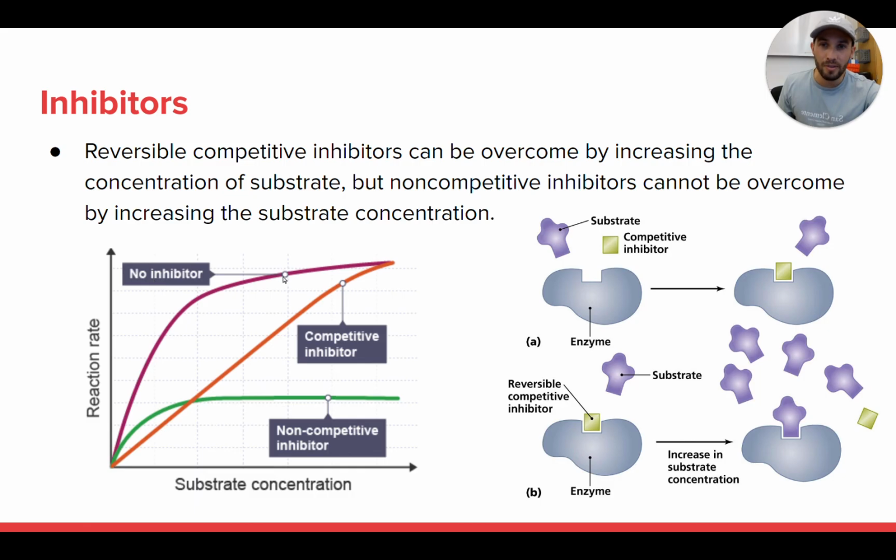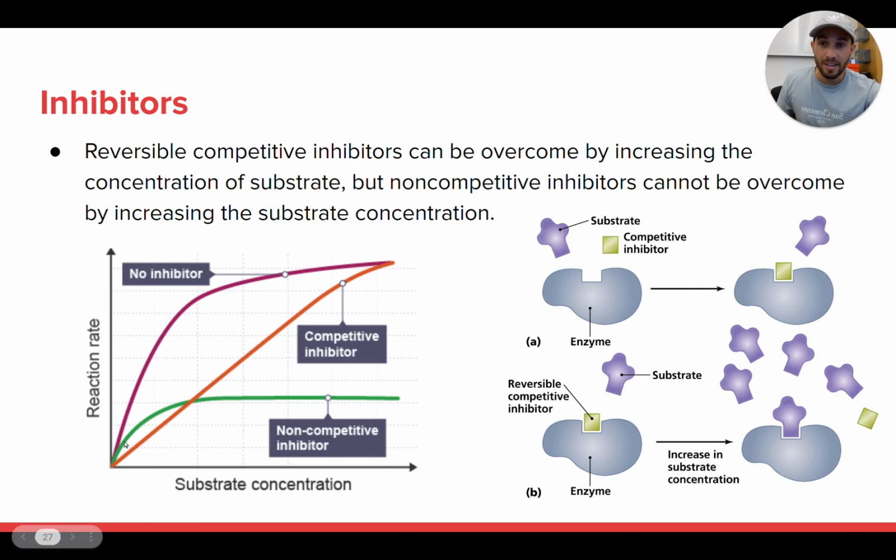Now, when there's no inhibitor, if you look at this purple line, this is kind of like the graph we saw earlier. If you add more and more substrate, the reaction will go faster and faster and faster. And then it starts to level off because the enzymes are becoming saturated, right? Now look at it if you have a competitive inhibitor. If you have a competitive inhibitor present, that's this red line, the reaction is going to go slower versus if there was no inhibitor.